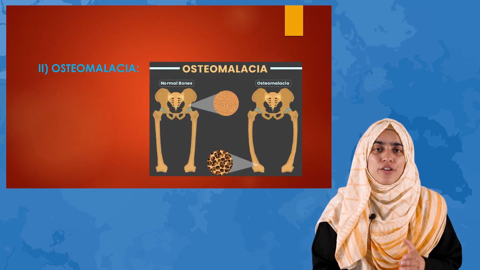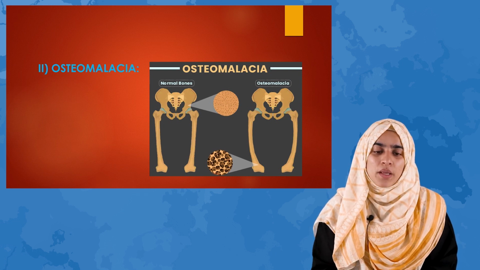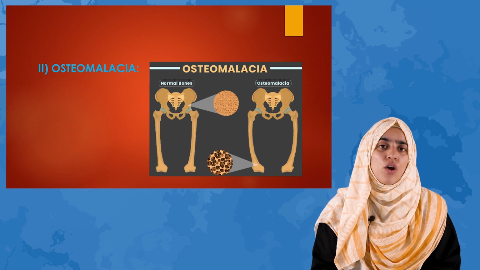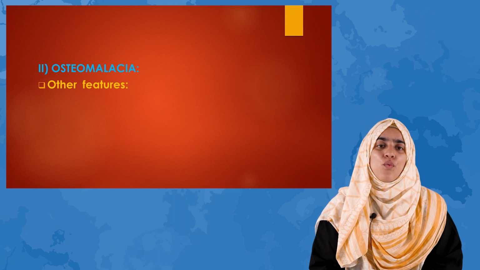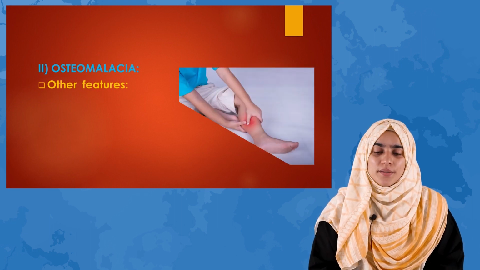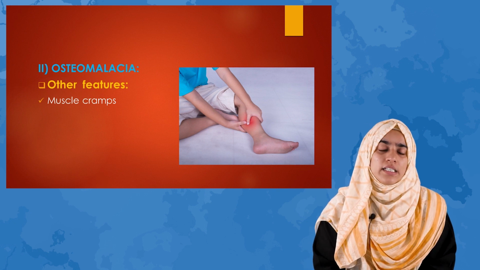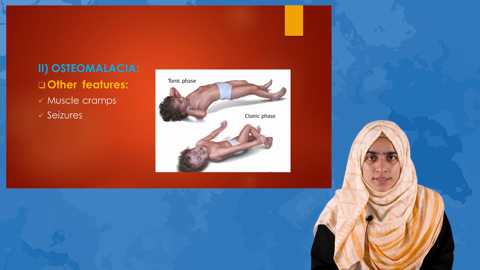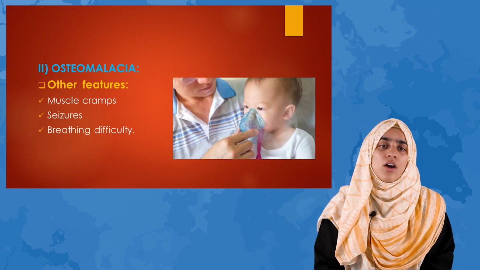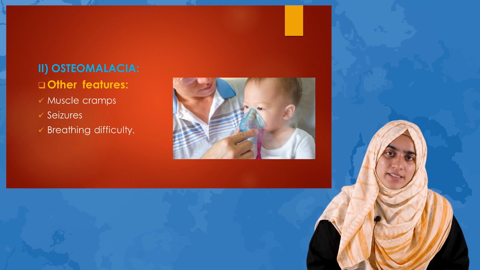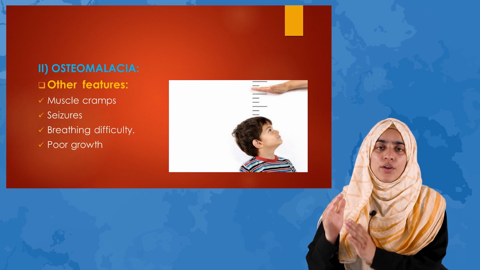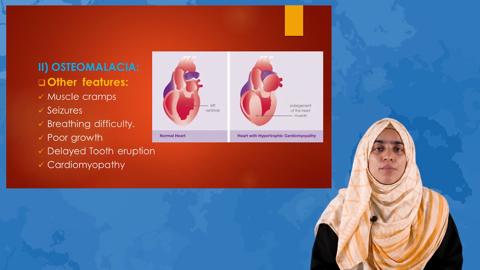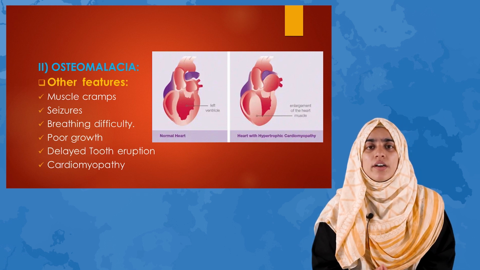The next clinical manifestation you can find is osteomalacia, which means bone deformity occurs due to the weight of the body on weak bones. Other features of vitamin D deficiency: babies with severe deficiency of vitamin D have muscle cramps, seizures, and breathing difficulties. Obviously, they'll be having poor growth. Their tooth eruption is delayed. There will be the presence of cardiomyopathy, which means the heart muscles are getting weakened.